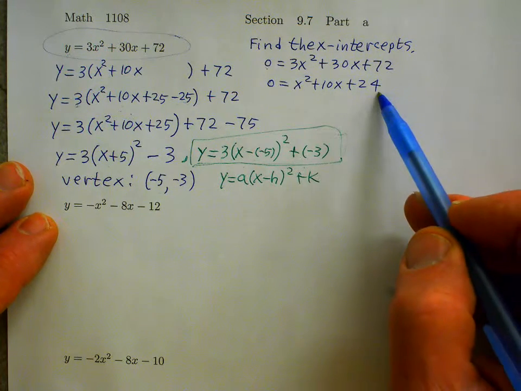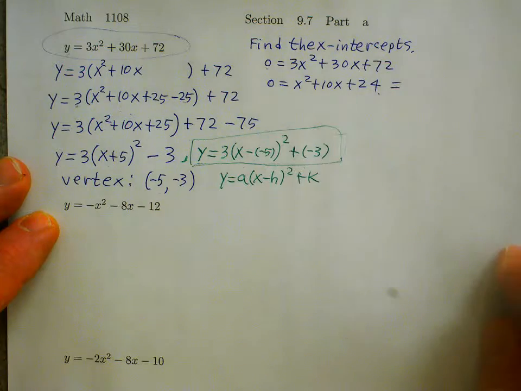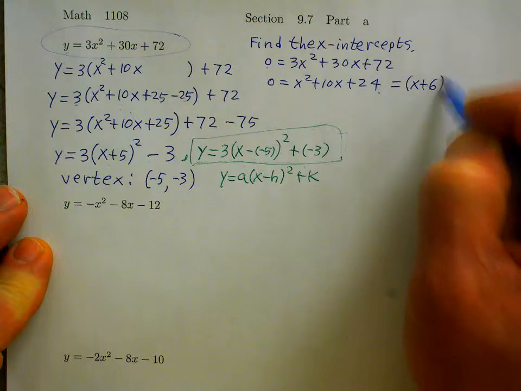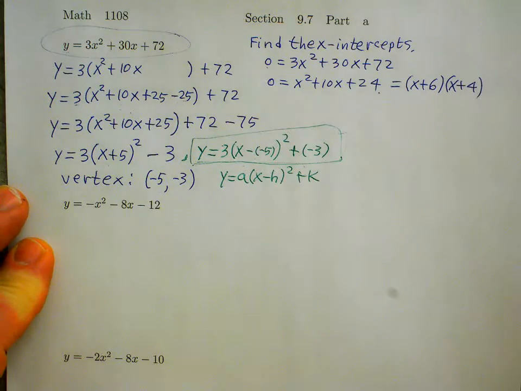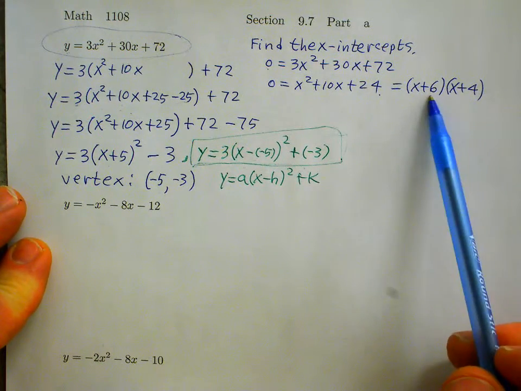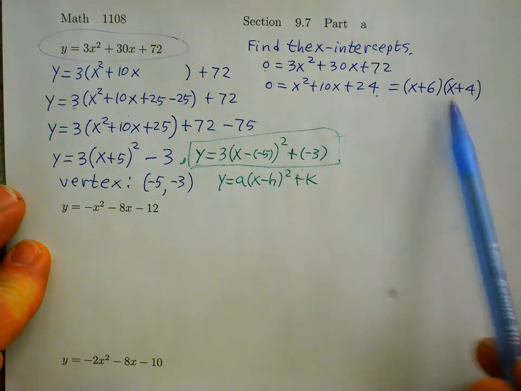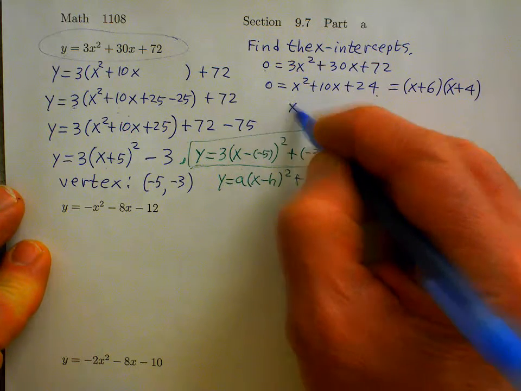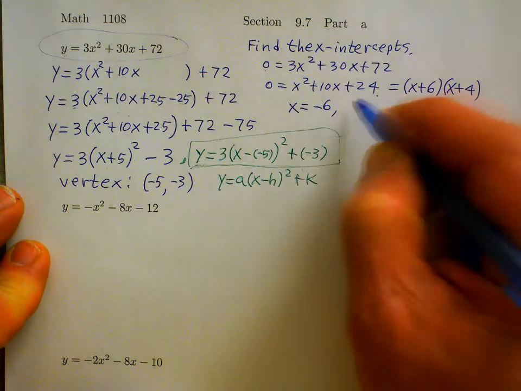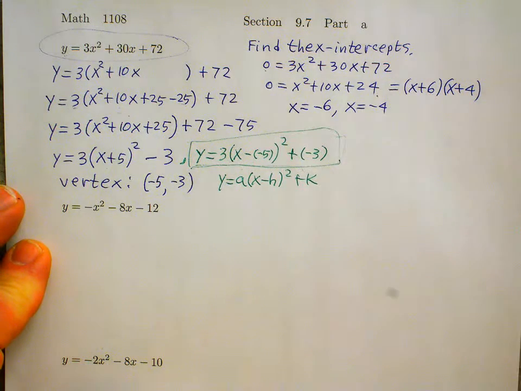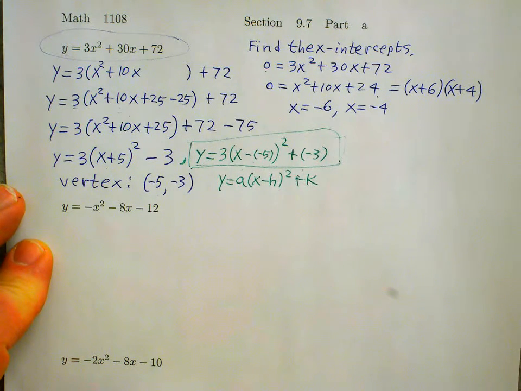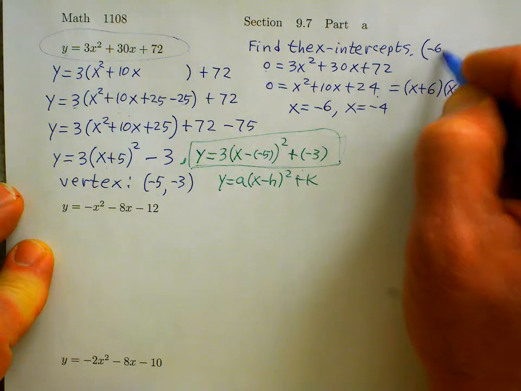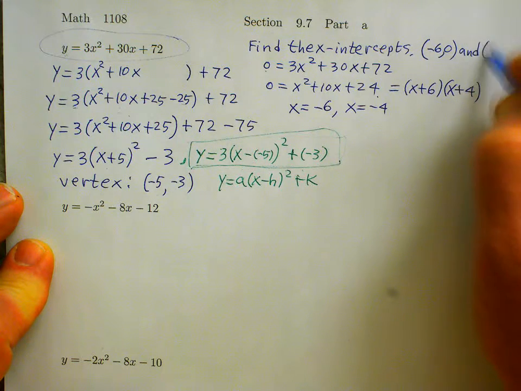So it looks like we can solve by factoring. What are the two factors? x plus 6 and x plus 4. And you can verify by looking. 6 times 4 is 24, and 6 plus 4 is 10. So the equation has two solutions, -6 and -4. So the x-intercepts are ordered pairs. So up here, let's write the x-intercepts as ordered pairs, -6, 0, and -4, 0.